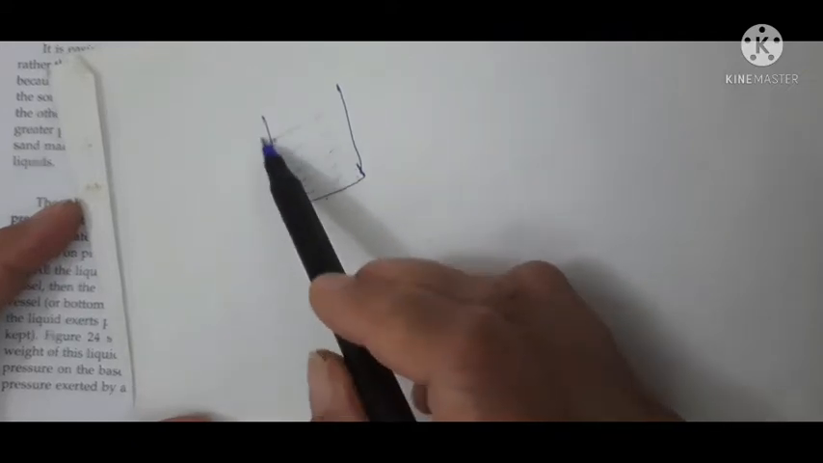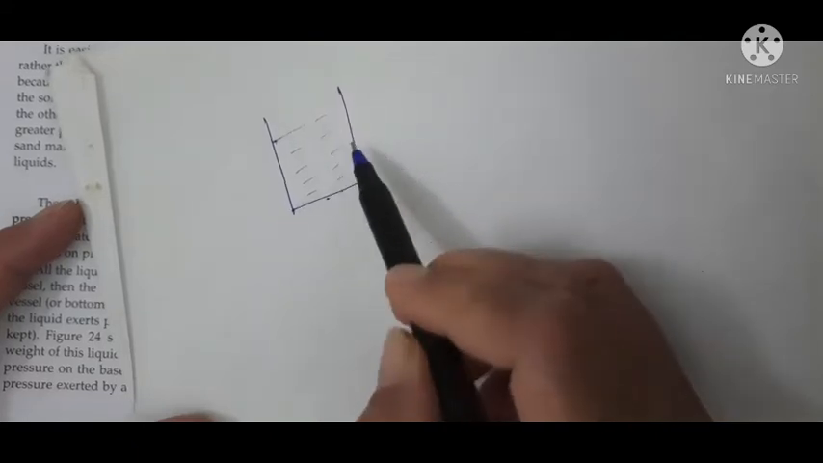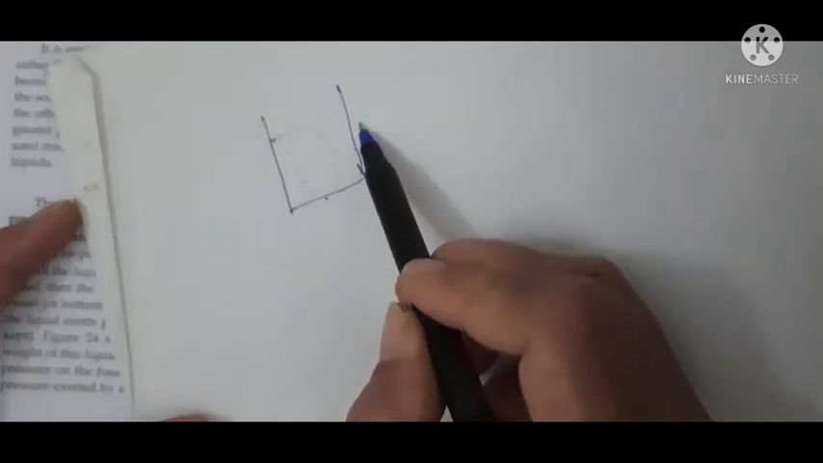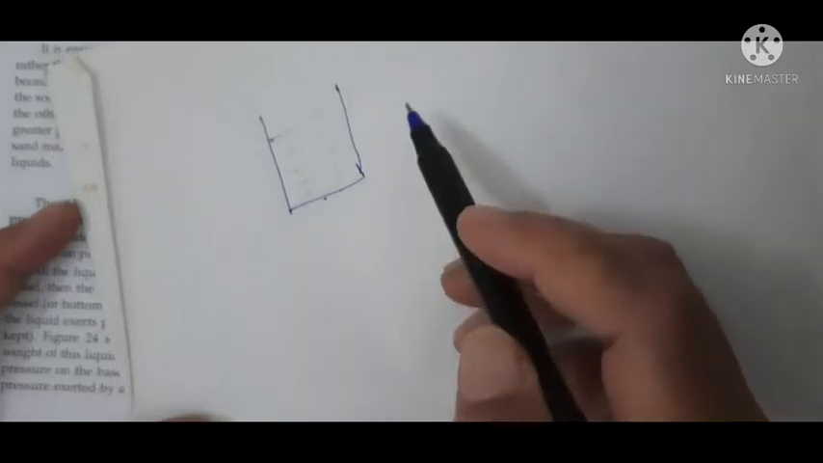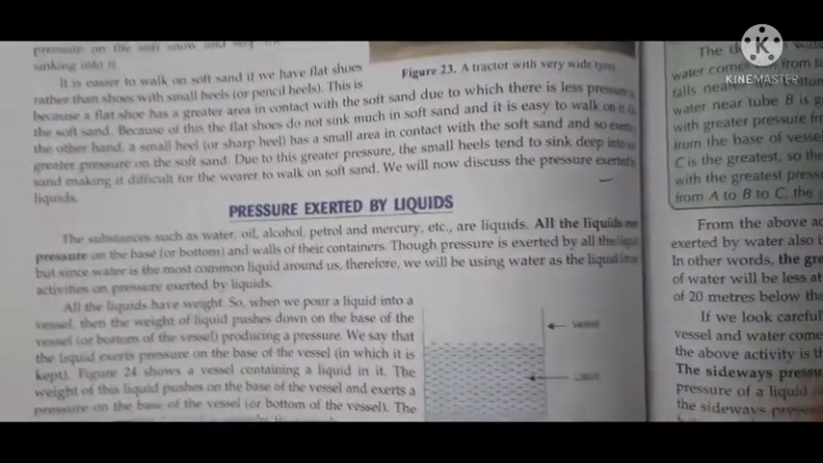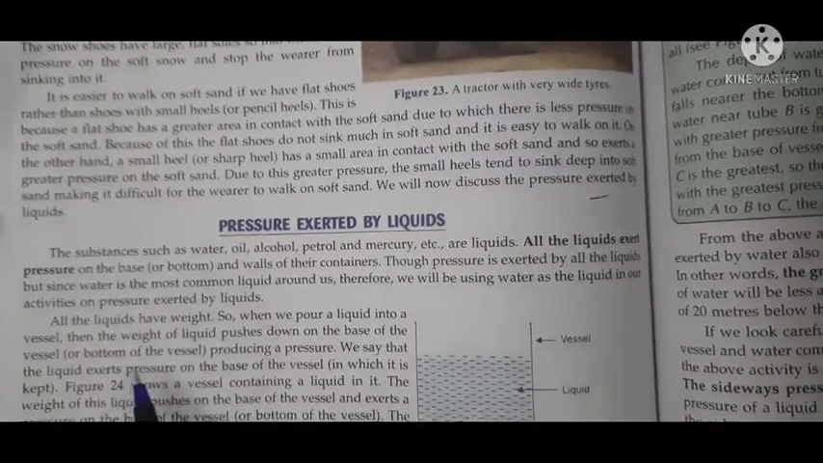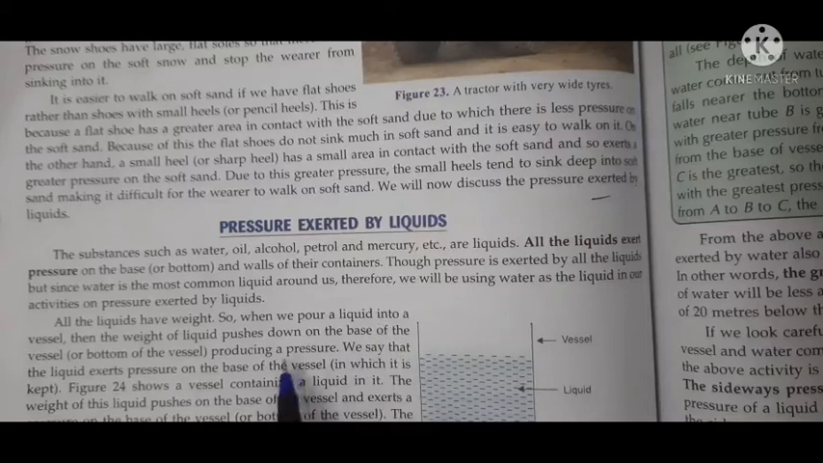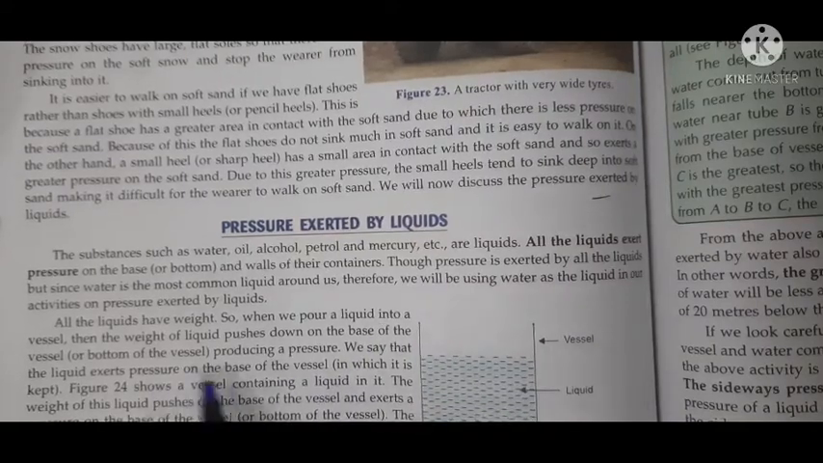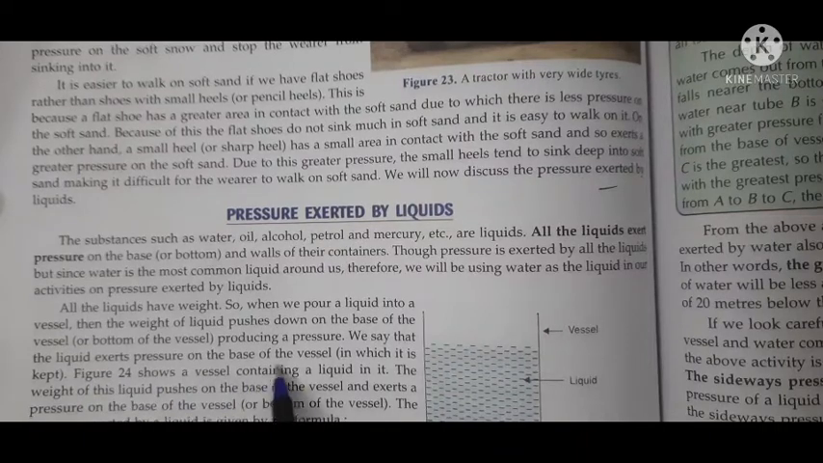The weight of the whole of this liquid is exerted at the bottom and also on the sides of the container. So per unit area, that will be pressure. So liquids exert pressure at the bottom and the side of the container. You can see the same thing is given here. So please underline that liquids exert pressure on the base of the vessel.